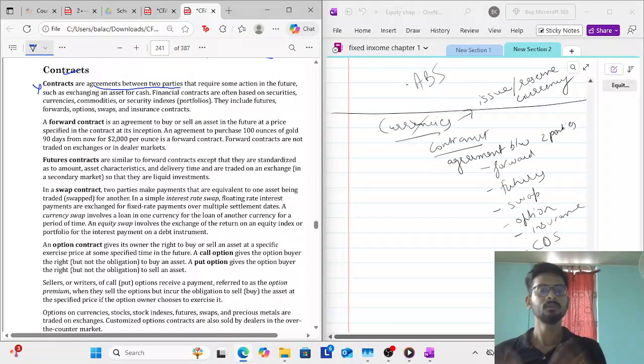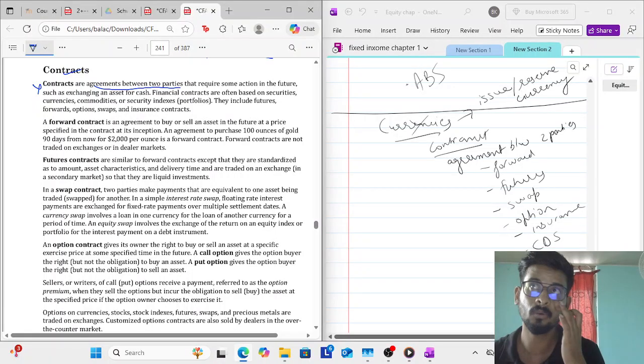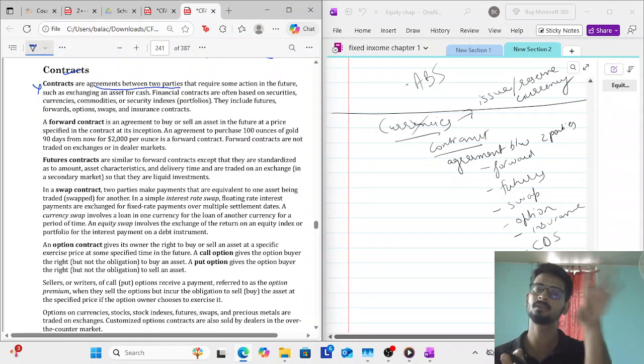So what is actually a forward contract? In very simple terms, if you're doing it on an exchange, that is futures. If you're not doing it on an exchange, outside, in OTC, the over-the-counter markets, they are forwards. So doing it on an exchange, futures. Not doing it on an exchange, it's a forward.